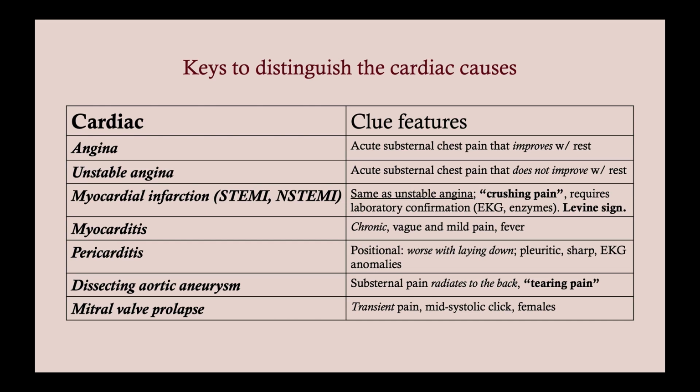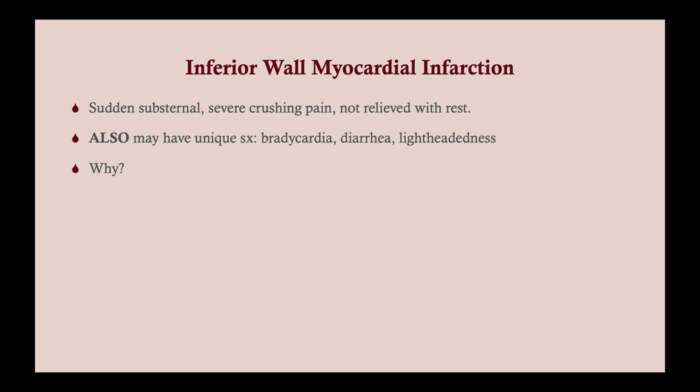Mitral valve prolapse is a transient pain. It comes and goes. It usually is associated with the murmur of mitral valve prolapse, which is a mid-systolic click. It tends to be in females, and they tend to have a propensity towards anxiety. So look for a woman, maybe a younger woman, 20s, 30s, who's got a history of anxiety. She comes in a little anxious. The chest pain comes and goes, and when you do your auscultation, you hear a mid-systolic click. That's mitral valve prolapse.